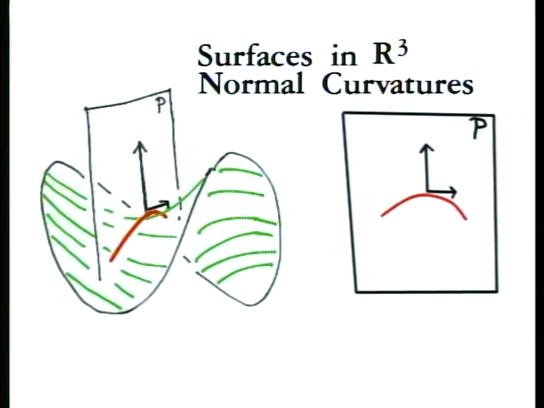We can use the notion of the curvature of a plane curve to define the normal curvature of a surface. Consider the surface drawn on the left, and at a point on the surface, a normal plane P. This plane P slices the surface in a curve. That curve is a planar curve drawn on the right, and it has a planar curvature, which might be positive or negative. That planar curvature is said to be the normal curvature of the surface at that point in the tangential direction determined by the plane P. This is how we define normal curvature.